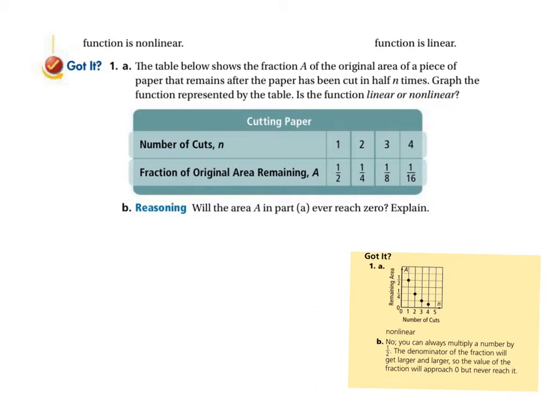So number of cuts, 1. So 0 cuts, you had a whole sheet of paper, right? So if you want to start the table out with 0 and 1, right? Fraction remaining. But instead here, 1 cut, 1 half. 2 cuts, you have a fourth left. 3 cuts, an eighth. 4 cuts, a 16th.